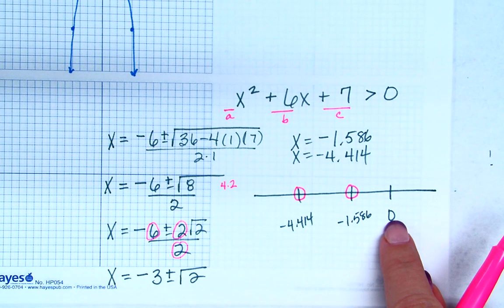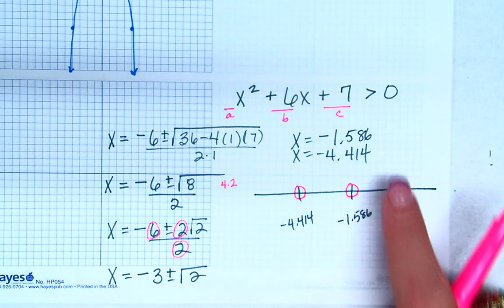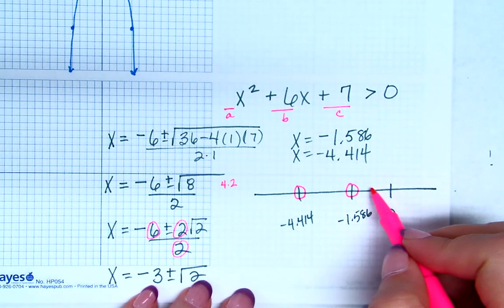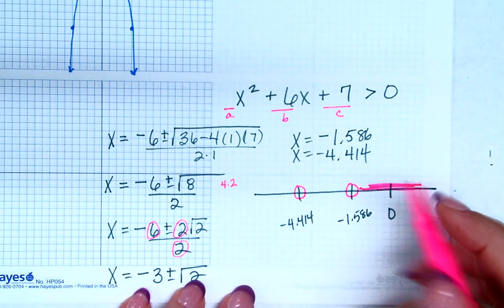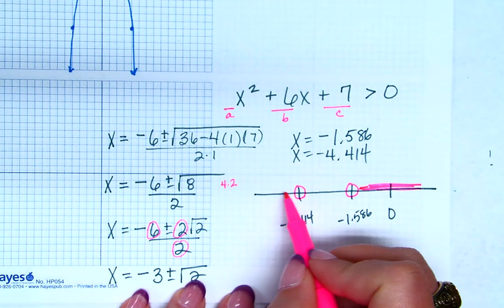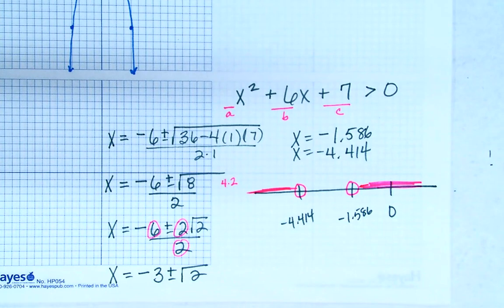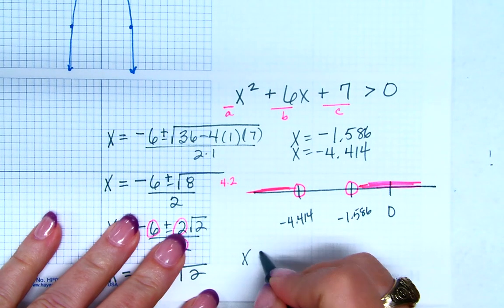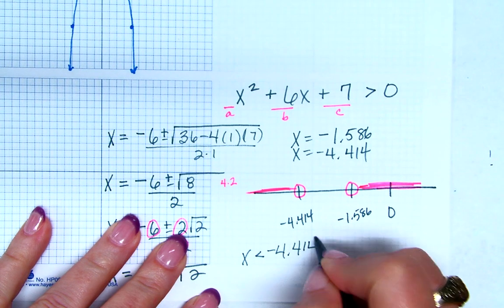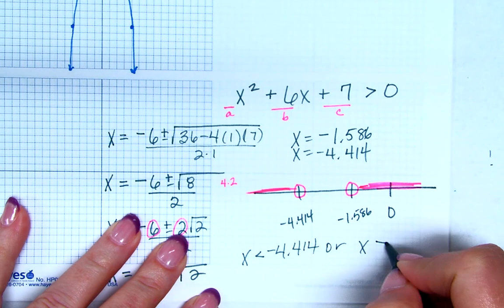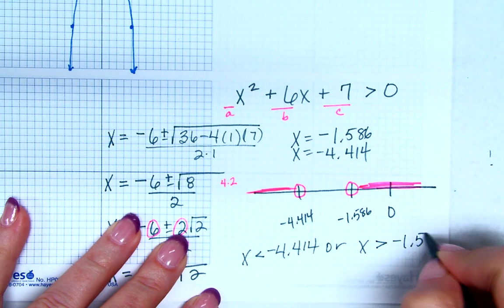When I plugged in a 0, what was true about it? It was true, right? 7 is greater than 0. So I know for sure I'm going to shade over here. But since I shaded over here, well, where else do I shade? Over here. Okay? So my answer then is x is less than negative 4.414 or x is greater than negative 1.586.